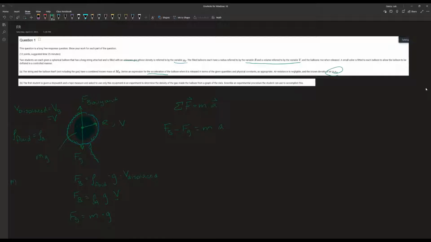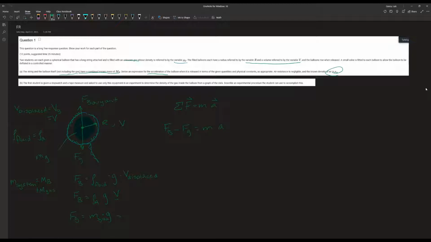The mass of the system is going to be the mass of the balloon and the string, which they tell us is mass B with a capital M. And they told us not including the gas, because what's going to change here is the mass of the gas. Okay, so we have to be very careful. This is going to be the gravitational force on the system. That's the fancy way of saying it. It's really just the weight of the air and the weight of the balloon.